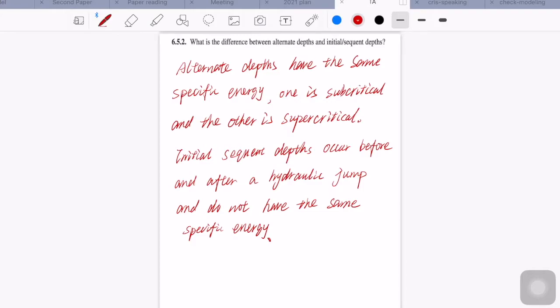Today, we will look at some problems about hydraulic jumps and gradually varied flow. The first problem: what is the difference between the alternate depths and the initial and sequent depths? I have written the answer. The alternate depths have the same specific energy; one is subcritical and the other is supercritical. Initial and sequent depths occur before and after a hydraulic jump and do not have the same specific energy. So this is the difference between the alternate depths and the initial and sequent depths.